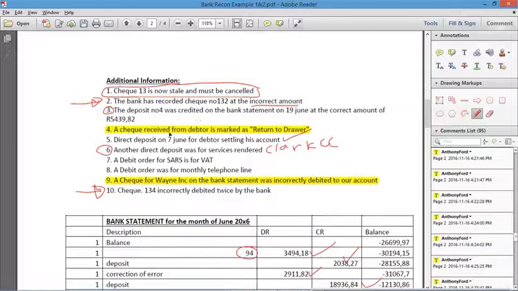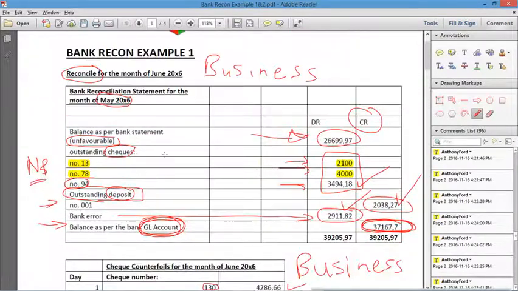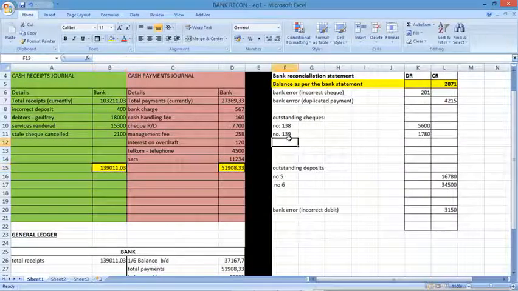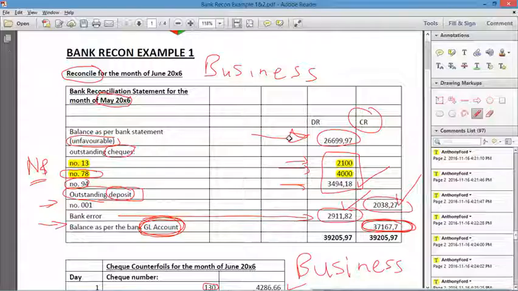We've looked at this, that, and that. SARS we've looked at, and we've looked at everything else. So the only thing that we haven't looked at was number 78. What is 78 then? It's another outstanding check. It is outstanding in May. Is it outstanding in June? Yes. So number 78 here. We didn't put it in there. Another outstanding check. What was it? 4,000.